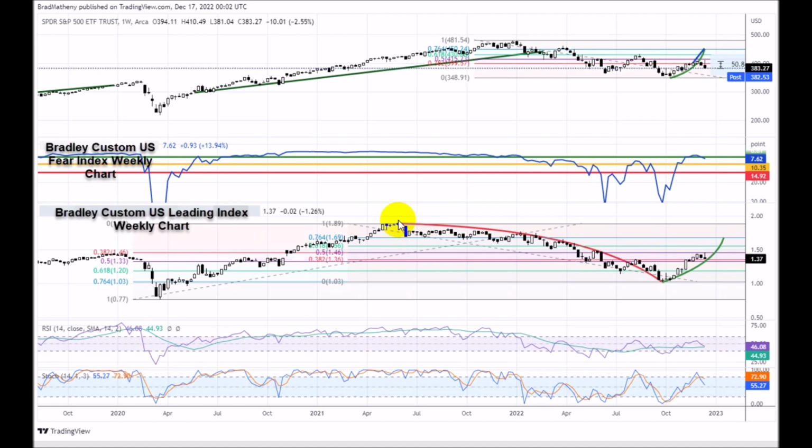You can see how this leading index peaked in May or June over here, whereas the SPY continued to trend higher. You can also see that the fear level started to increase at this point, and we started to get to moderate levels of fear, which is where we want to start to pull away from the market. This leading index began to trend lower, lower low, lower high, lower low, lower high, all the way down to this bottom.